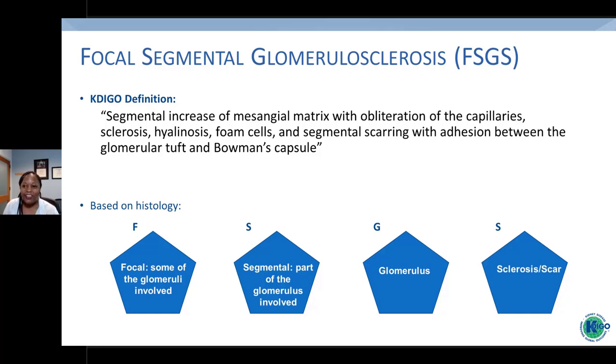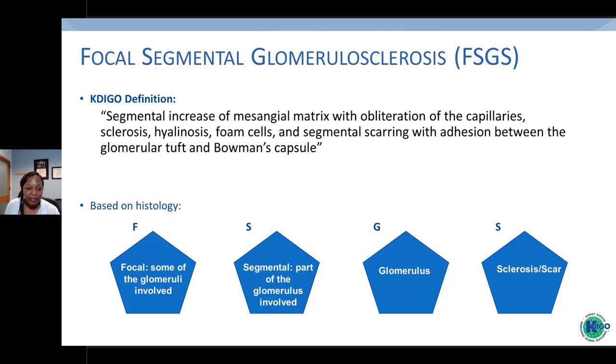FSGS is a histological diagnosis or pattern of injury that can arise from a diverse range of causes and mechanisms. KDIGO specifically defines FSGS as a segmental increase of mesangial matrix with obliteration of the capillary sclerosis, hyalinosis, foam cells, and segmental scarring with adhesion between the glomerular tuft and Bowman's capsule.